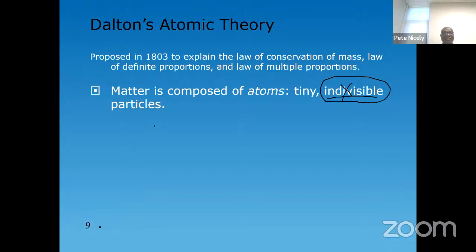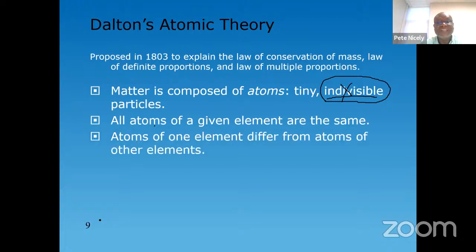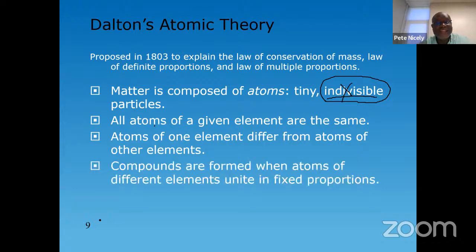The next assumption is that all atoms of a given element are the same. So basically what this assumption is saying is that if you could look at two atoms of the same element, let's say you have two sodium atoms, then they will look exactly the same. They won't be different in any way in terms of their appearance, all right? So that's basically what that assumption is saying. The third assumption is that if you compare atoms of different elements to each other, then they will look different, all right? And then the fourth assumption is that the formation of compounds comes about as a result of atoms of different elements combining in fixed proportions.